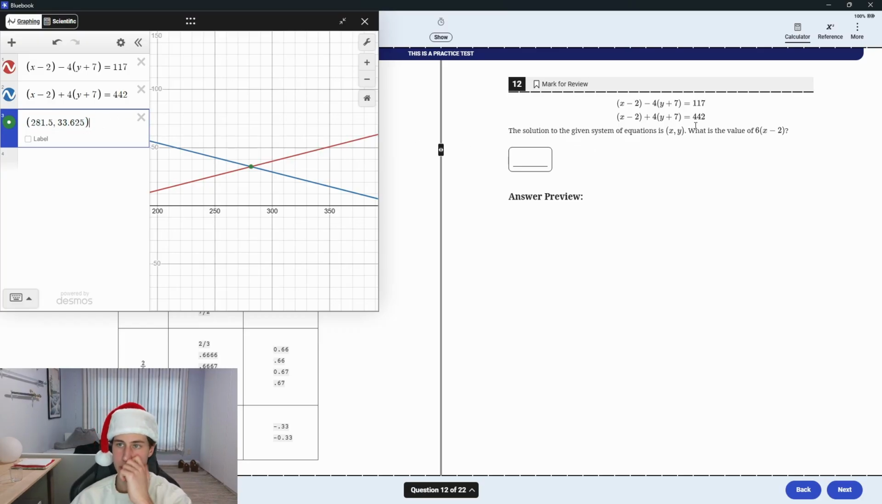Intersect at this point. So what is the value of 6 times x minus 2? So let's get rid of the y here, and then call this 6 times x minus 2. So our answer choice is 1677. So 6 times the x coordinate minus 2 is that.